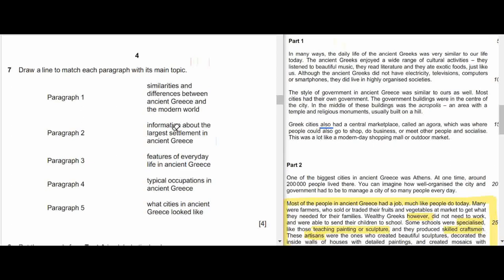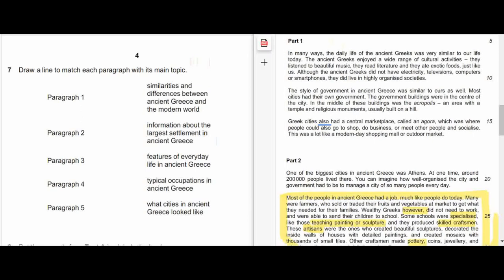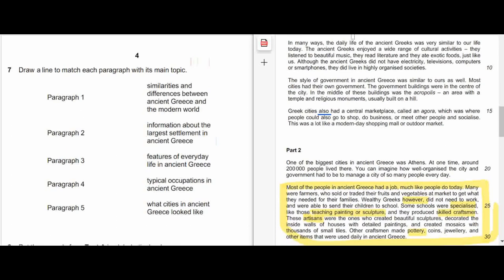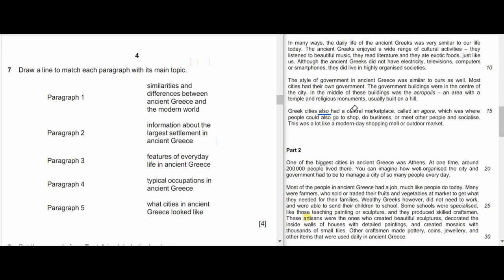Information about the largest settlement in ancient Greece, features of everyday life in ancient Greece, typical occupation in ancient Greece, what cities in ancient Greece look like. And we'll display these 5 paragraphs. 1, 2, 3, 4, 5 paragraph. Yes, all paragraphs are displayed. So this is 1st, 2nd, 3rd, 4th, and 5th paragraph. You may find the answer from here. So it will be given then. 10 seconds, and if you have not finished, you may pause this video.